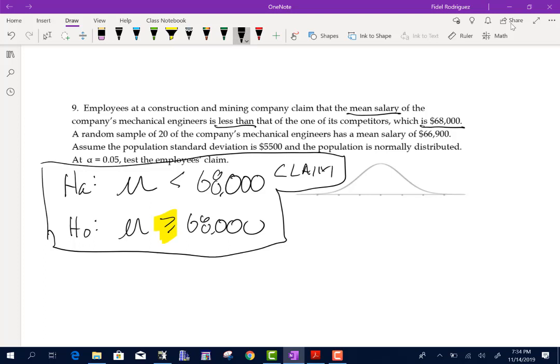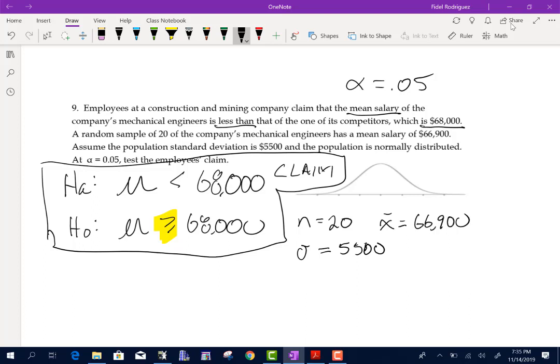All right. Now, let's see what else we know. Let's see, it says we have a random sample, so my n was 20. Okay. Let's see, has a mean salary, so my x bar is 66,900. Okay. And we know our population standard deviation was what, 5,500? 5,500. And our alpha is going to be 0.05, so I'm going to just write it right here, 0.05. Okay, so guys, my first question to you, is this going to be a left tail test, a right tail test, or a two tail test?